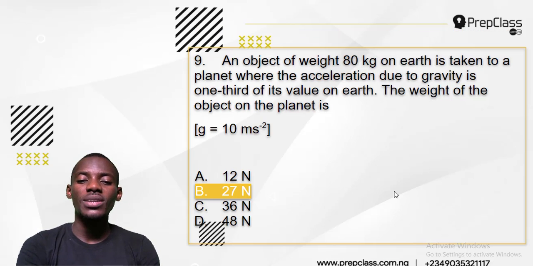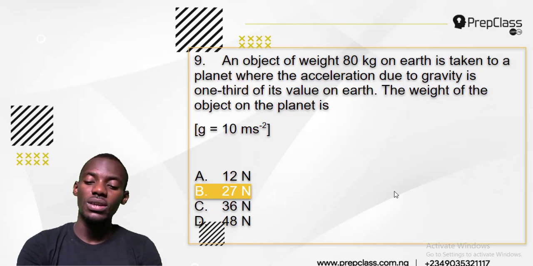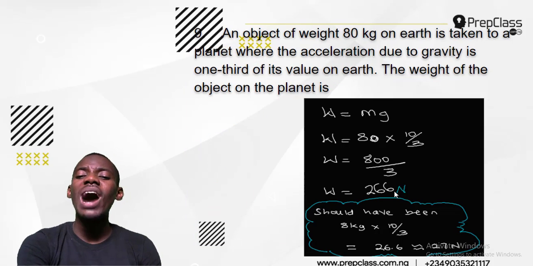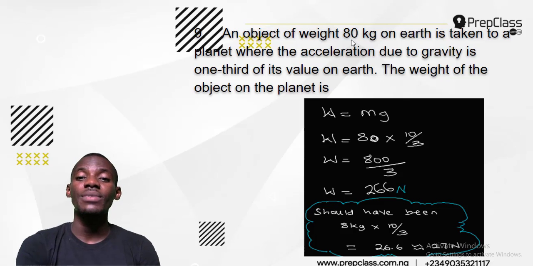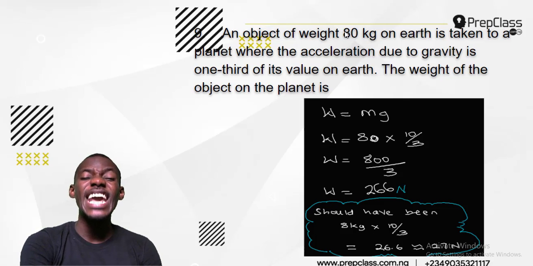But if you look at the options, there is no 226 Newton there, and that was what I saw when I was going through it. After going through it carefully, I discovered that there's a mistake on the 80. Instead of 80 kilograms, it should have been 8 kilograms.